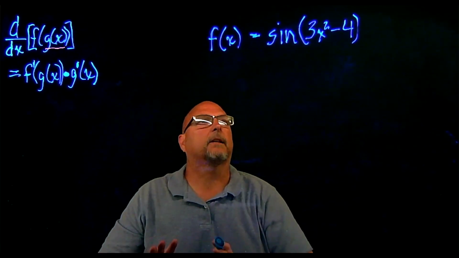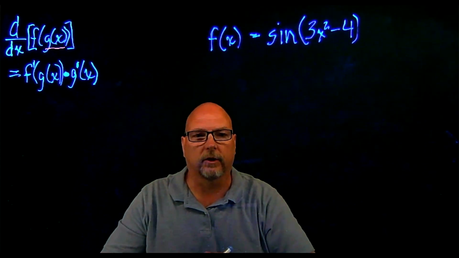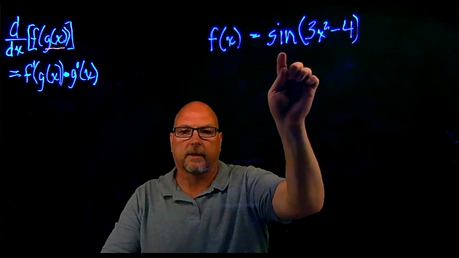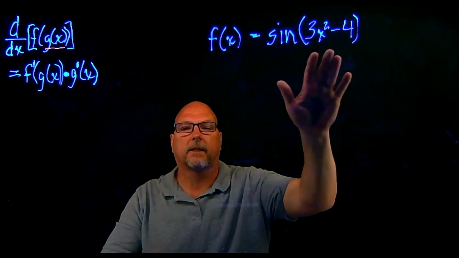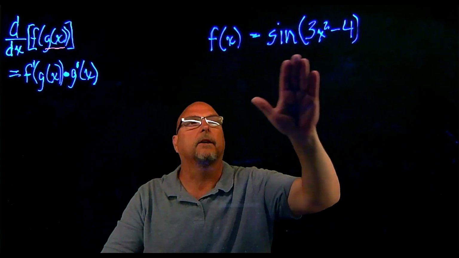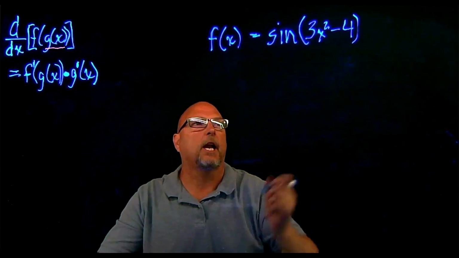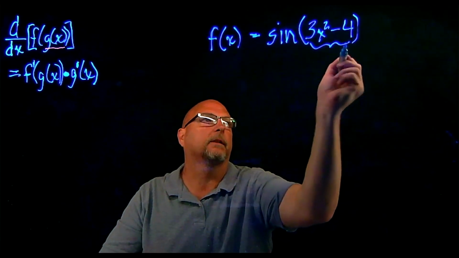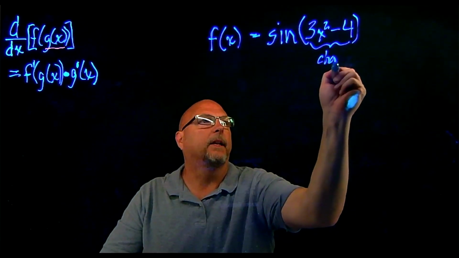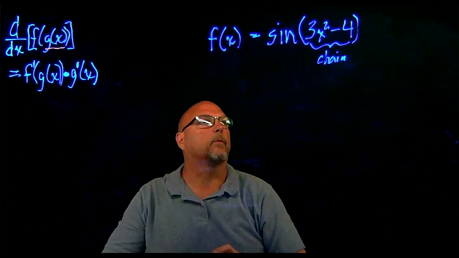So looking at the next one, we have a trig function. So notice this isn't just the sine of x. If I was going to take the derivative of the sine of x, it would be cosine of x. But I have a chain in here. So this is my chain. So identifying the chain is really important.